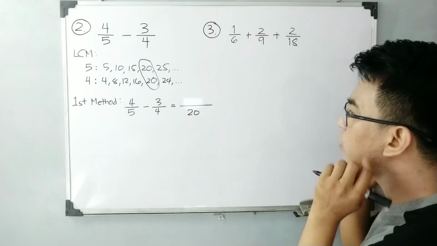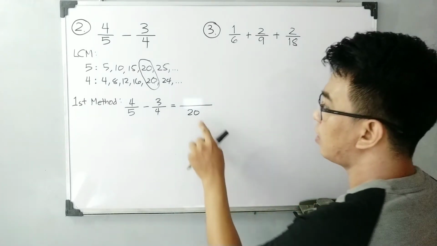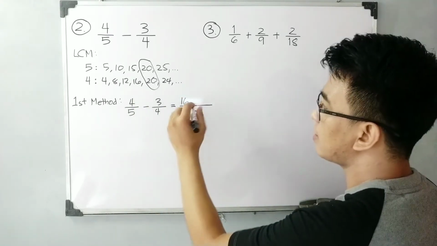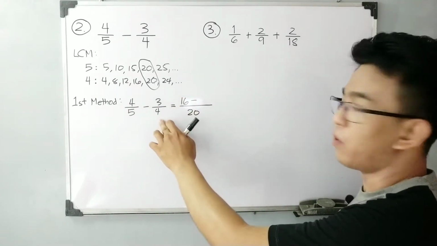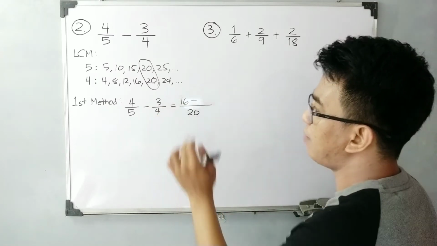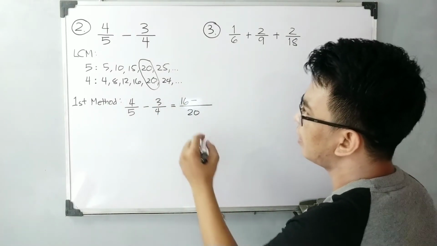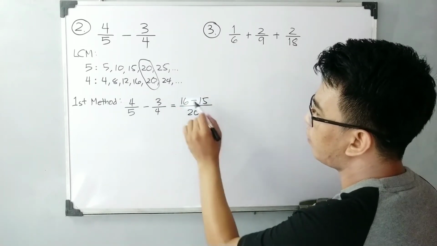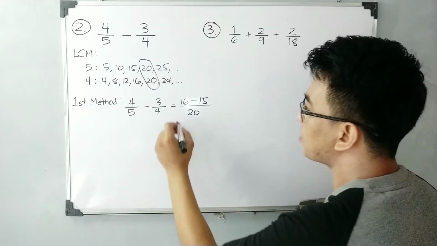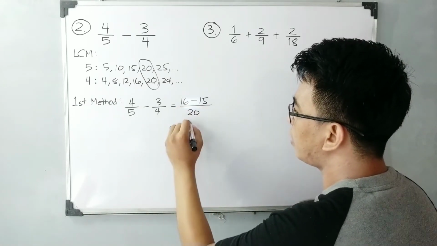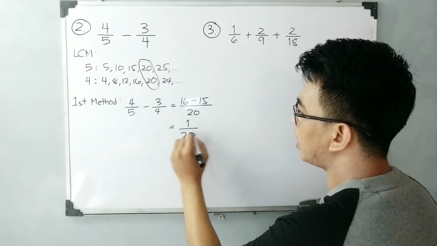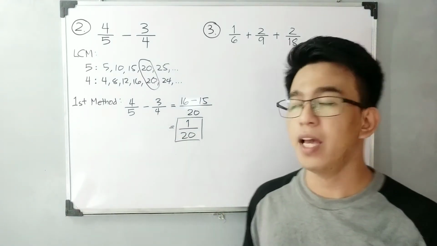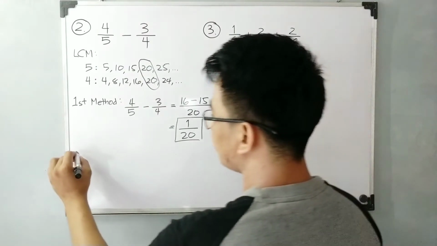And what you will do is divide and multiply. 20 divided by 5 is 4. Times 4, that is 16. Minus 20 divided by 4, that is 5. Times 3, that is 15. And since meron tayong LCD, we can simply subtract our numerators. 16 minus 15, that will give the answer of 1 over 20. Ito na mismo yung sagot natin for item number 1 using the first method. And now let's move on with the second method.